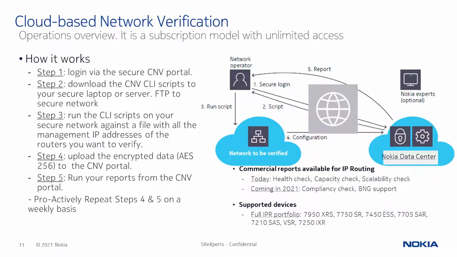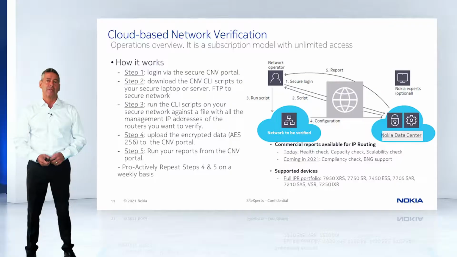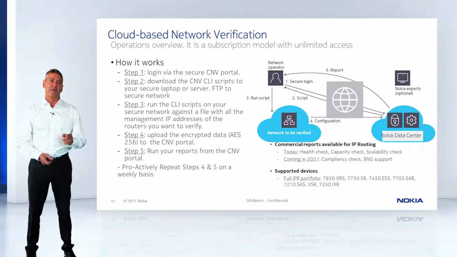Every week you're going to get step 4, an encrypted tar file, and this is the data that CNV uses to do the work to generate the reports. You upload that, and step 5, obviously, you go in the portal and you just click the button, run the report. Then there's only 3 menus. It's called IP health check, IP capacity, and IP scalability.